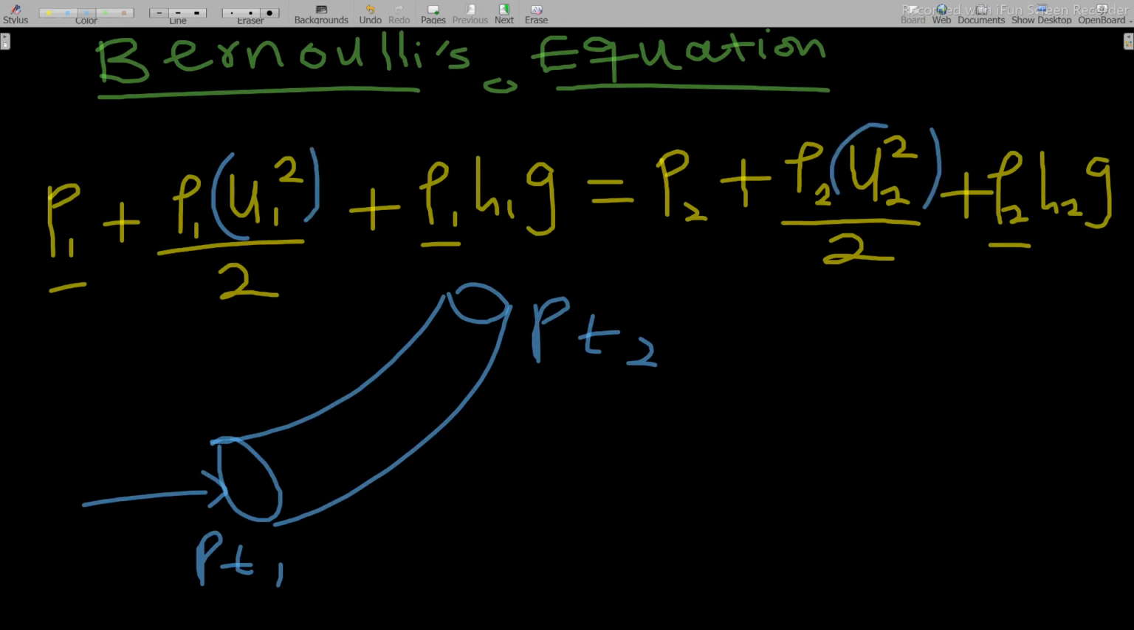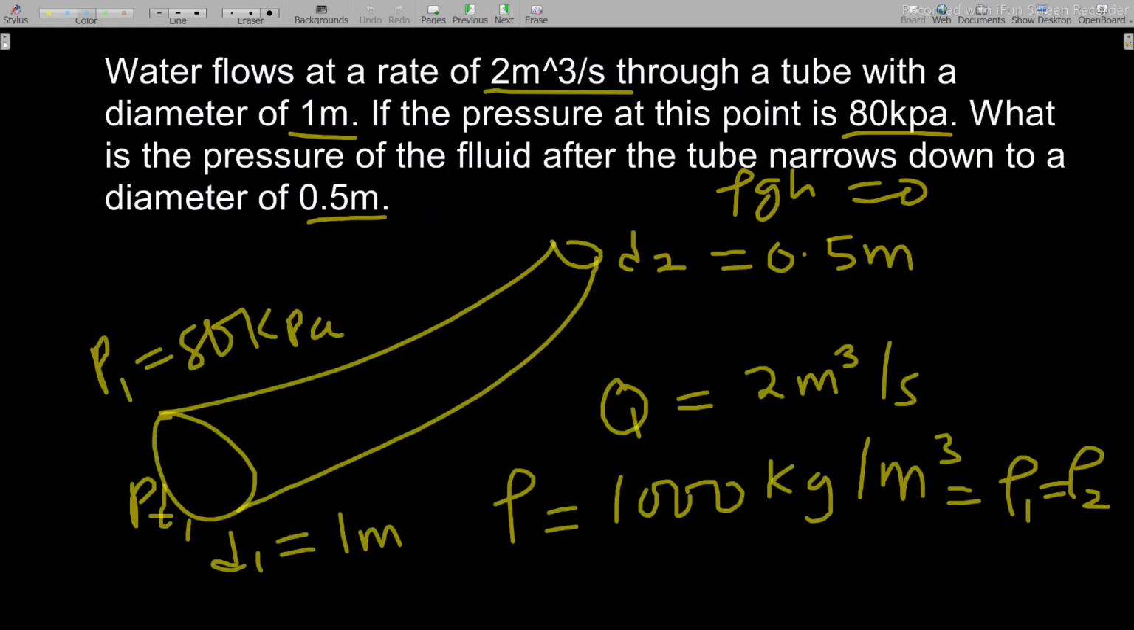But we know from our mass conservation equation, that is the Reynolds transport theorem, that Q is equal to UA. We have been given the diameters, so we can calculate the areas for both ends. Let's do that quickly.